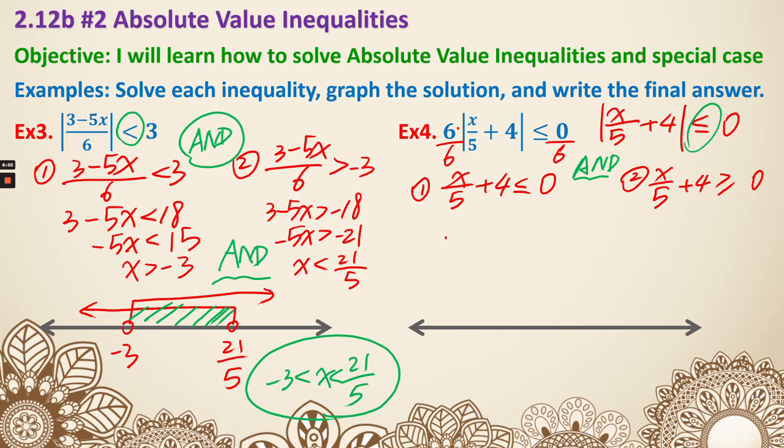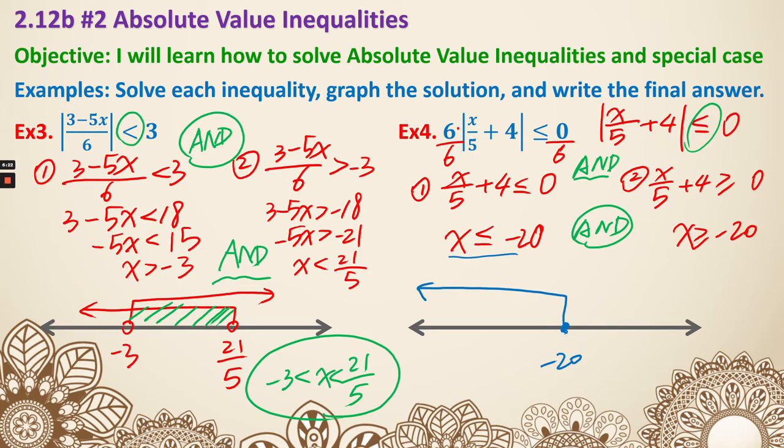First one, after solving, x is less than or equal to -20. Second one, after solving, x is greater than or equal to -20. And don't forget, the connection word is and. Now let's graph each and see what we're going to get. First one, -20 pointing to the left. Second one, -20 pointing to the right.